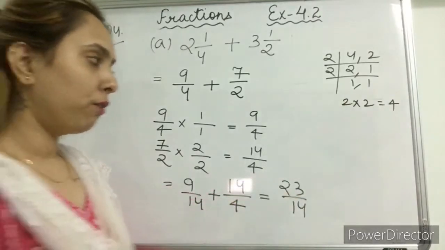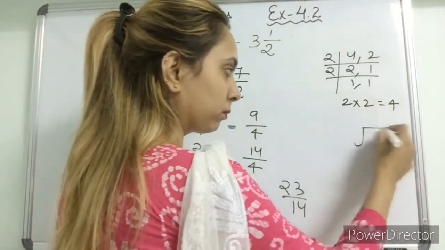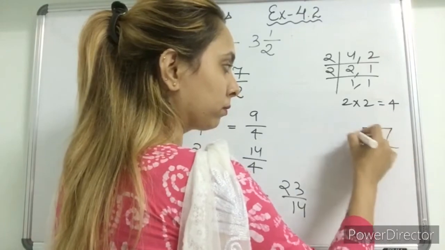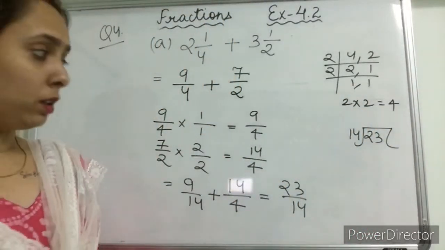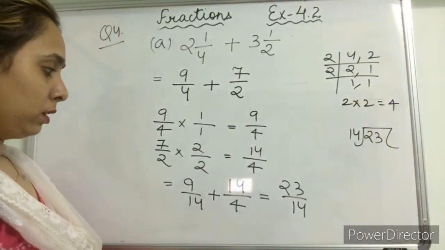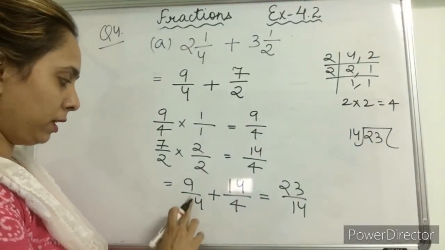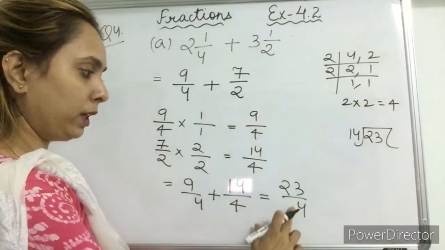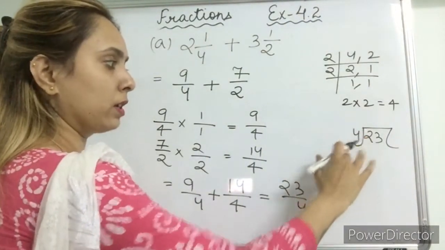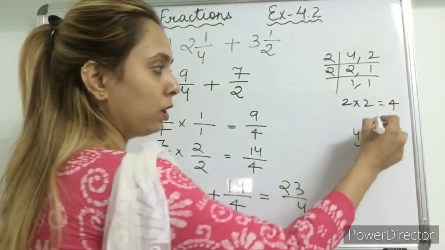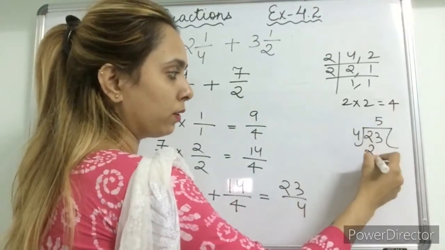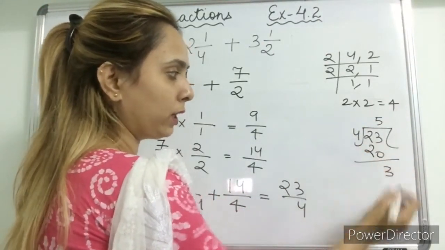So in your rough work, you will show the... sorry, I made a mistake here. So here you will have 4 only. So this 23 will be divided by this 4. 5 4s are 20 and 3.